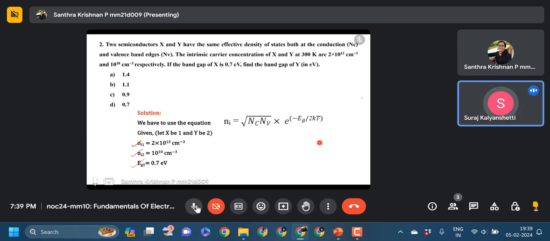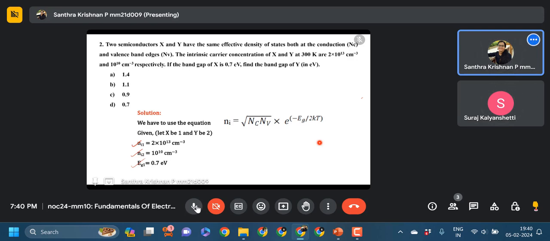Boltzmann constant is 3.1 into e raised to minus 23, you said? 1.38 into 10 power minus 23. So I got it as 1 Eg divided by 2 kT. Okay.